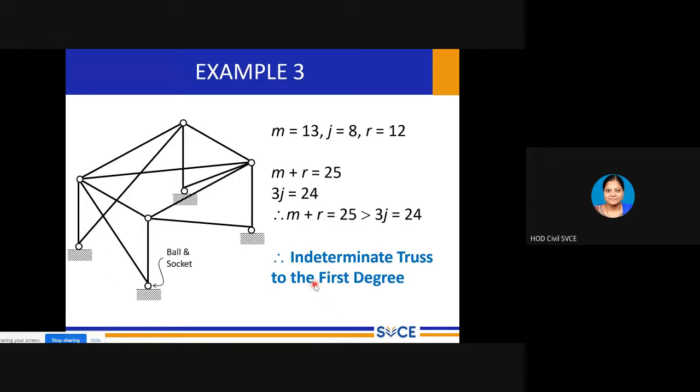And similarly, we have another example. Here M is equal to 13, the number of joints is 8, and R is equal to 12. So we get M plus R equal to 25, whereas 3J is only 24. Since M plus R is greater than 3J, that is 24, it is an indeterminate truss to the first degree. So the degree of indeterminacy is 1 for this case.